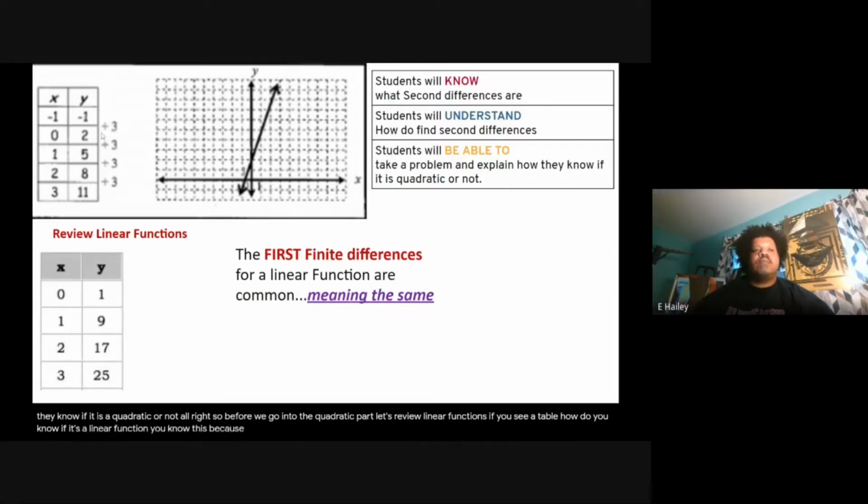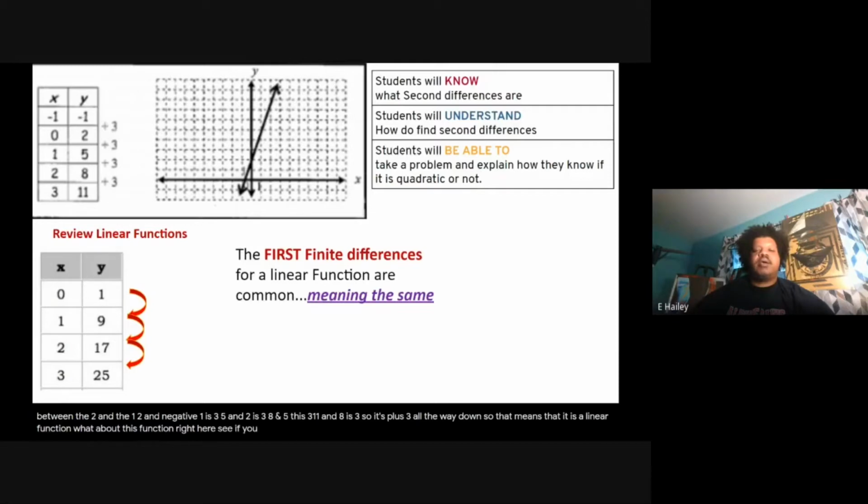You know this because it will have a set of common differences in the first finite differences. So the first finite differences will be common. If you look at this example, which you should probably already have in your notes, the common difference between the 2 and the -1 is 3, 5 and 2 is 3, 8 and 5 is 3, 11 and 8 is 3. So it's plus 3 all the way down, so that means that it is a linear function. What about this function right here?